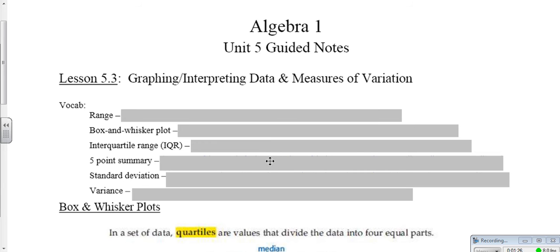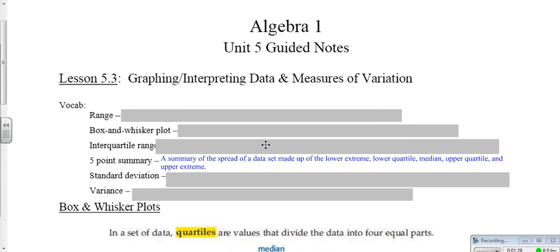The 5-point summary is the numbers used to make a box and whisker plot, and you use the lower extreme and upper extreme, which are the max and min, the lower quartile, median, and upper quartile. And again, the median is the median of the whole set of numbers, the lower quartile is the median of the lower half, and the upper quartile is the median of the upper half.